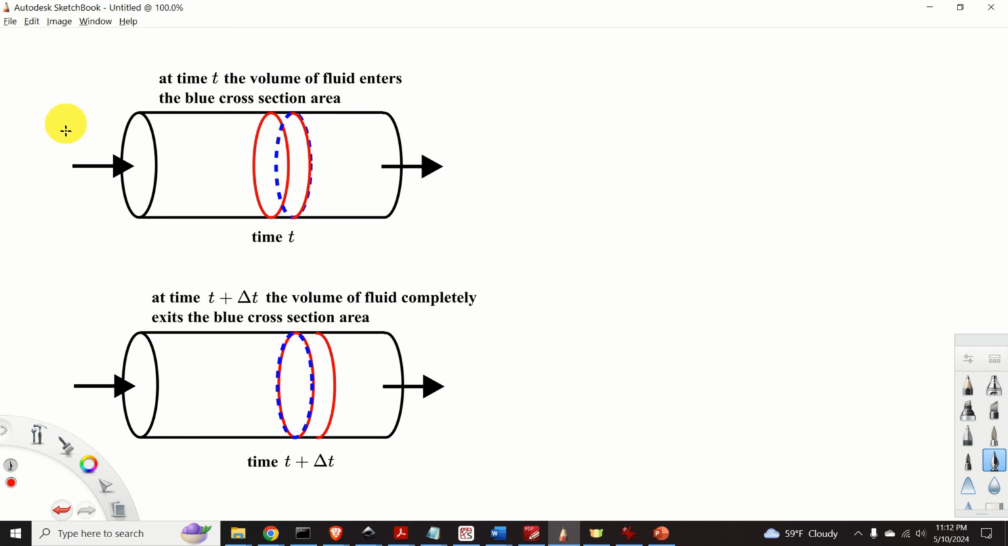Next, let us consider this figure. At the time instant t, the volume of fluid, that is, our cylindrical volume, enters the cross-section area represented by this dashed circle. However, at the time instant t plus delta t, the volume of fluid exits the cross-section area. That is, it takes delta t amount of time for the volume of fluid to pass through the cross-section area. That is, it takes delta t seconds for this cylindrical volume to pass through the cross-section area.